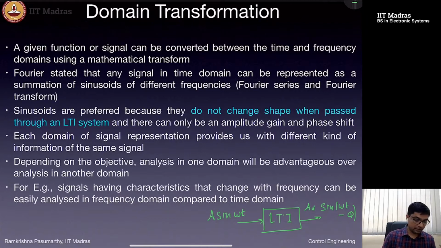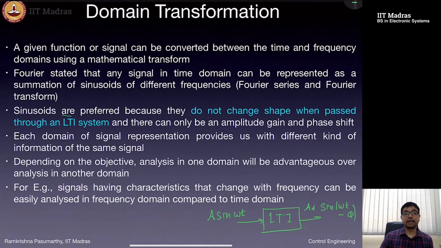So the sinusoids are preferred because they do not change their shape when passed through an LTI system. There can only be some kind of amplitude gain or attenuation and a phase shift. The detailed derivation of this we will see during the course. Each domain represents a different kind of information of the same signal. Again, depending on the objective of the analysis, one domain will be advantageous over the other.